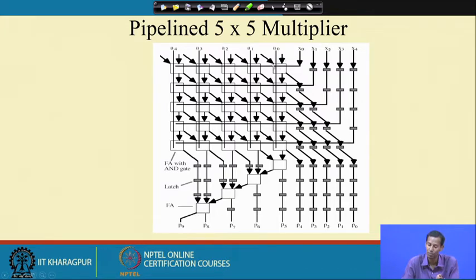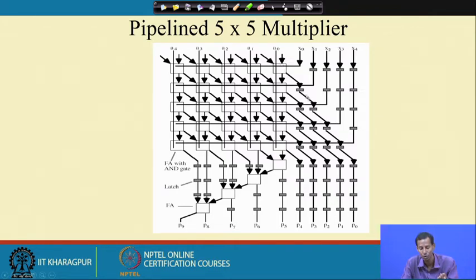But if I see this P0 term, P0 and X0 are generated at the 0th clock cycle. P8 and P9 are generated after 4 and 3, so the 7th clock cycle. P0 X0 is produced in the 0th clock cycle because there is no delay element over here. So this P0 has to be delayed, so that P8 and P9 are synchronized with P0.